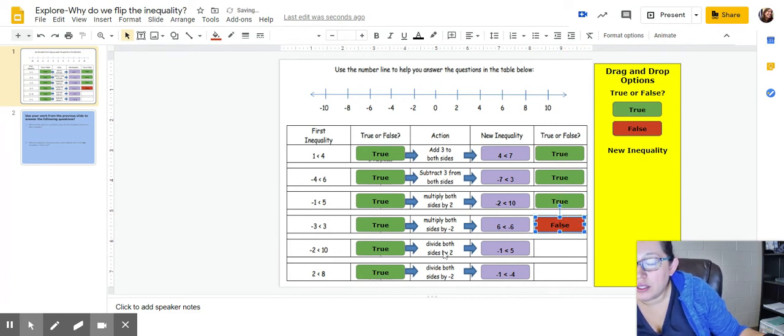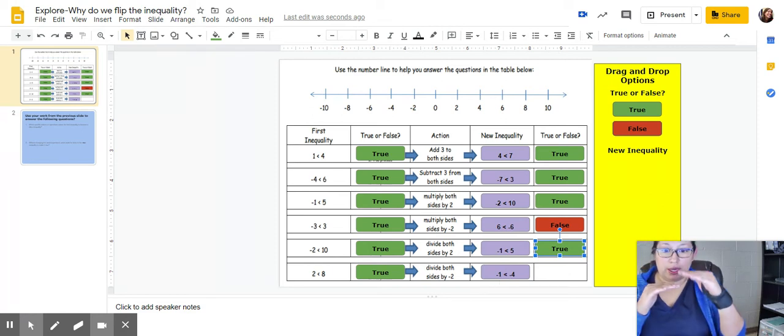Okay, here, divide both sides by 2. So dividing both sides by 2, I end up with -1 is less than 5. True statement. Okay, and then this last one here, divide both sides by -2. So taking this inequality over here and dividing by -2, I get -1 is less than -4.